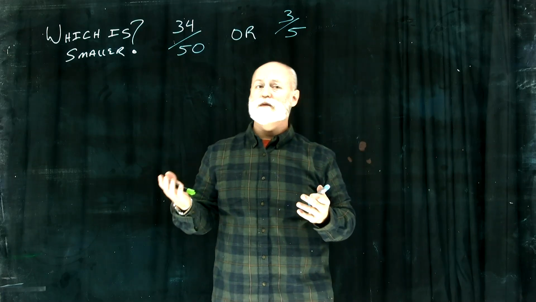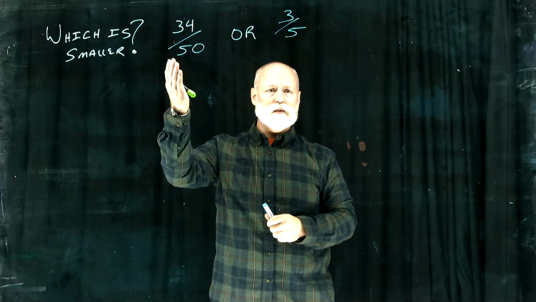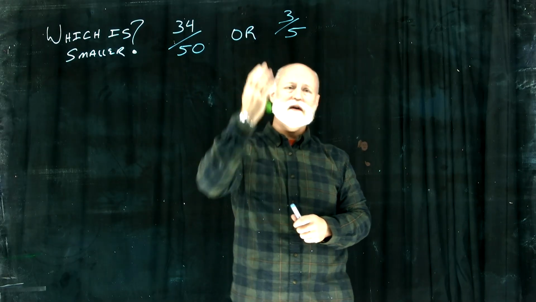Try to decide or figure out which one of these two values is smaller. We have two fractions we're looking at. We have 34 over 50, and we have 3 over 5.